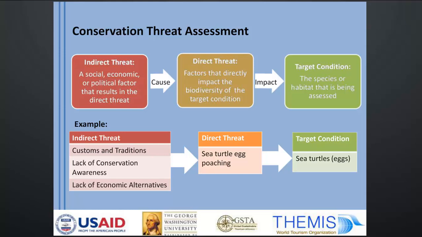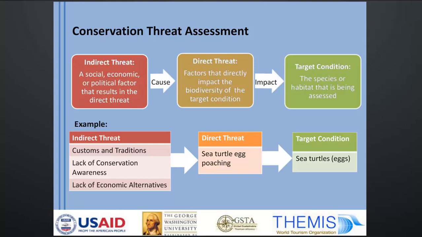And to walk you through a specific example of how this works, let's say, for example, we're looking at protecting sea turtle eggs in a protected area on the coast of Nicaragua. Well, based on a conservation threat assessment, which usually involves a workshop with a number of stakeholders, everybody from protected area managers to community leaders to conservation organizations to maybe even tourism, private sector representatives, you talk about essentially what are the direct threats that are affecting that target condition.